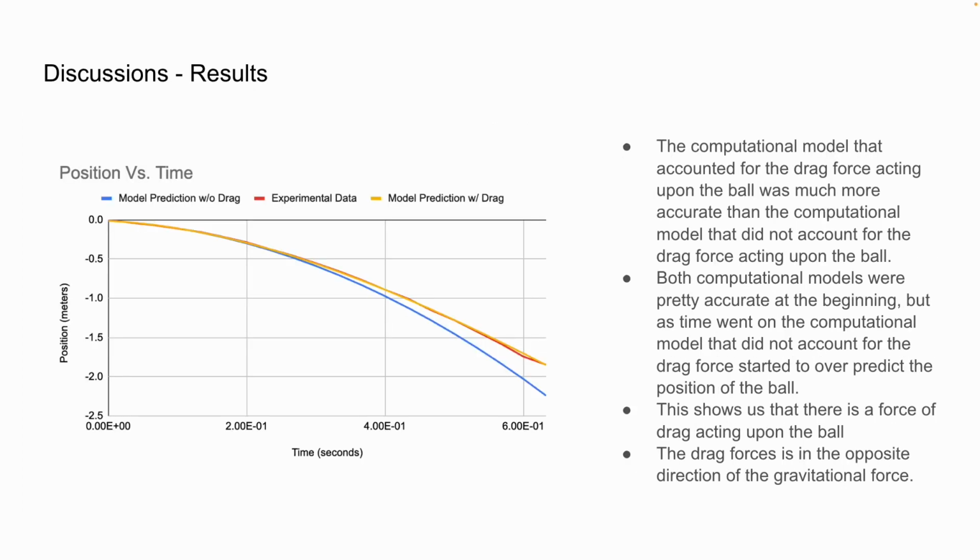Results. The computational model that accounted for the drag force acting upon the ball was much more accurate than the computational model that did not account for the drag force. Both of the models were pretty accurate at the beginning, but as time went on, the model that did not account for the drag force started to overpredict the position of the ball. This shows us that there is a drag force acting upon the ball and that the drag force is acting in the opposite direction of the gravitational force.